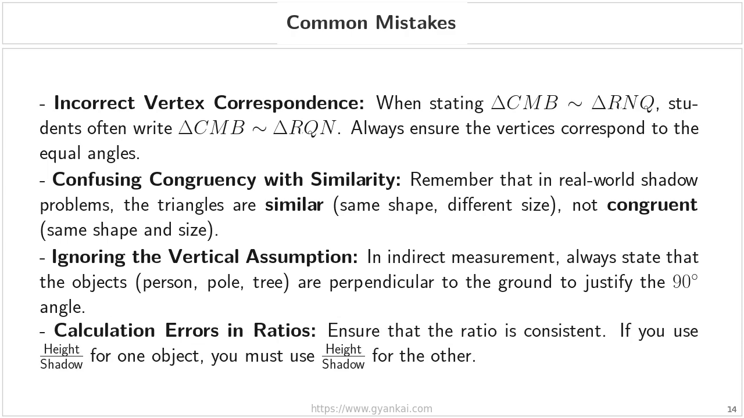Finally, watch out for calculation errors in ratios. Consistency is key here. If you set up your proportion as the height of the lamppost divided by the height of the person, then you must set the other side of your equation as the shadow of the lamppost divided by the shadow of the person. If you flip the ratio for one side, your entire calculation will be incorrect. Keep these points in mind, and you'll be well on your way to mastering these applications.